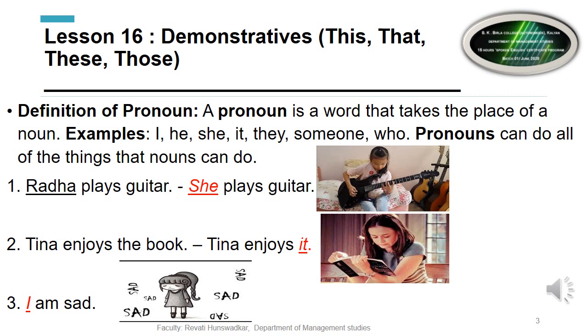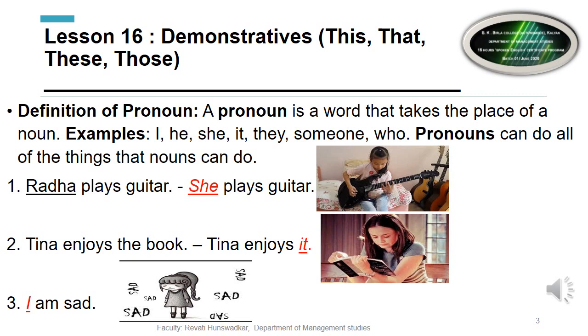Pronoun. A pronoun is a word that takes the place of a noun, or it can replace a noun. For example, I, he, she, it, they, someone, who. Let us see the examples. Radha plays guitar. In this, Radha is a noun. It is the name of a girl. Now here we can replace it with a pronoun. She plays guitar. So she is a pronoun which has replaced the noun.